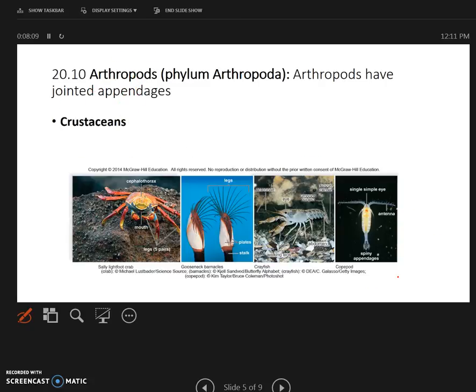Arthropods are subdivided, and the first class we talk about are the crustaceans. The crustaceans are mostly marine, and you know them as crabs, shrimps, the crayfish, also called the crawfish. Basically the head bears compound eyes. There are 5 pairs of appendages. This is a typical feature of the crustacean.